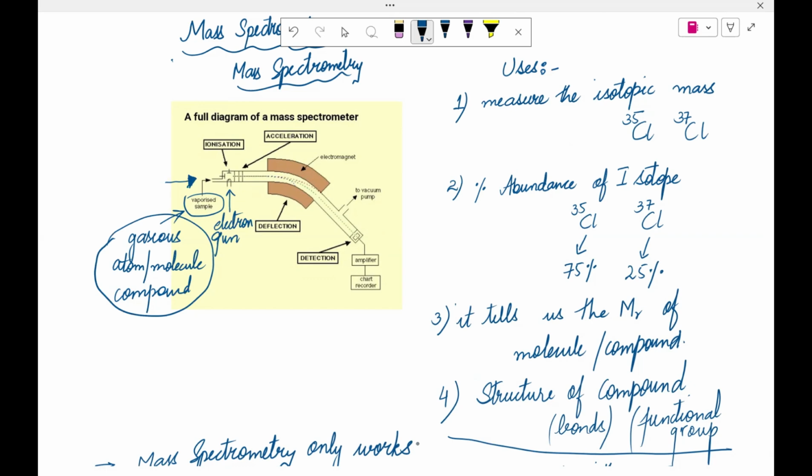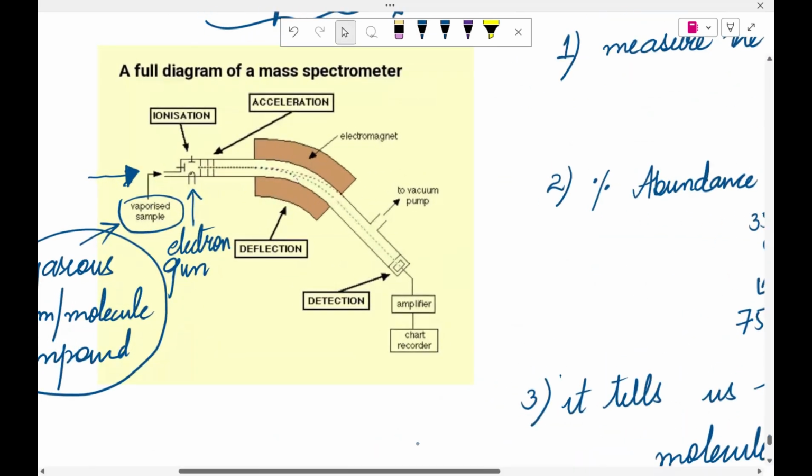Now, if you look at this properly, what is basically happening here is that these gaseous ions, the different isotopes, are going to split up because of the presence of this electromagnet. These ions are split up on the basis of their masses and their charges.